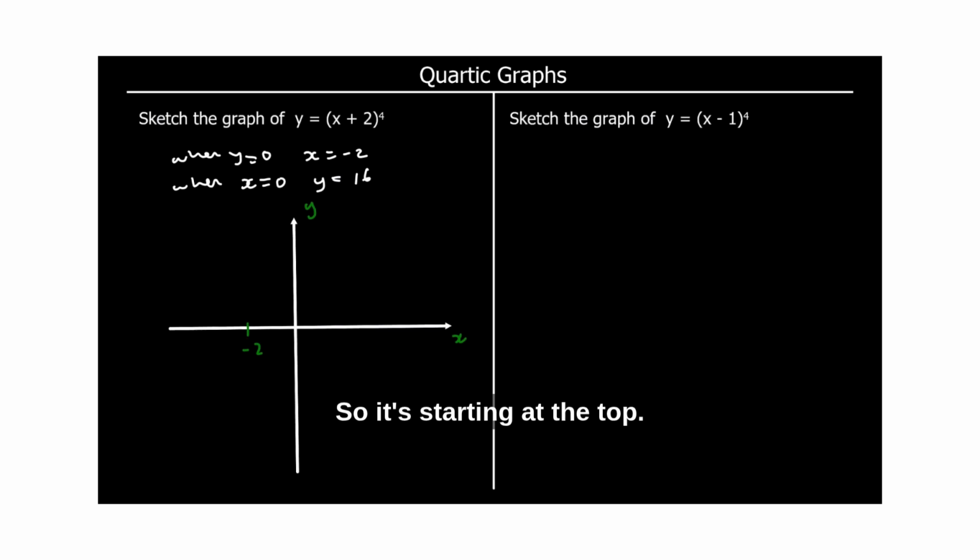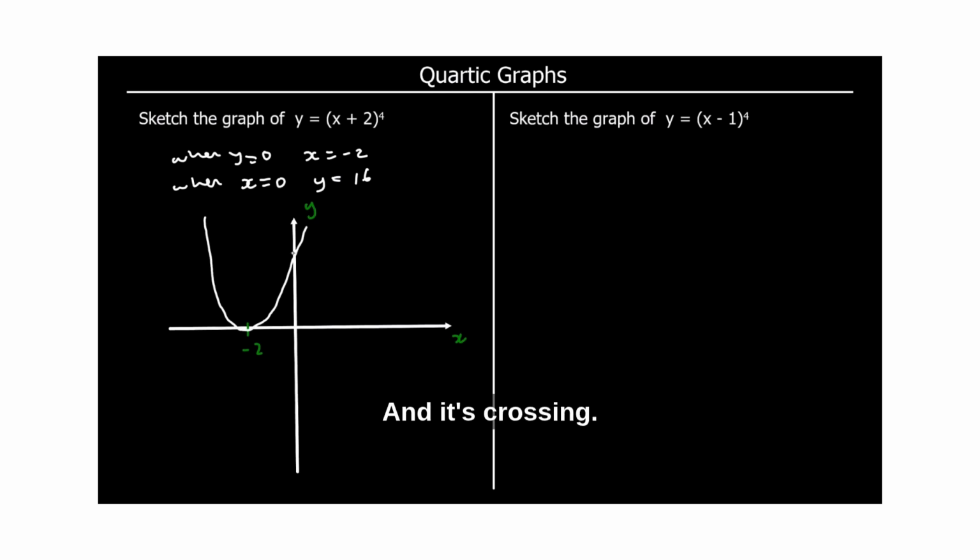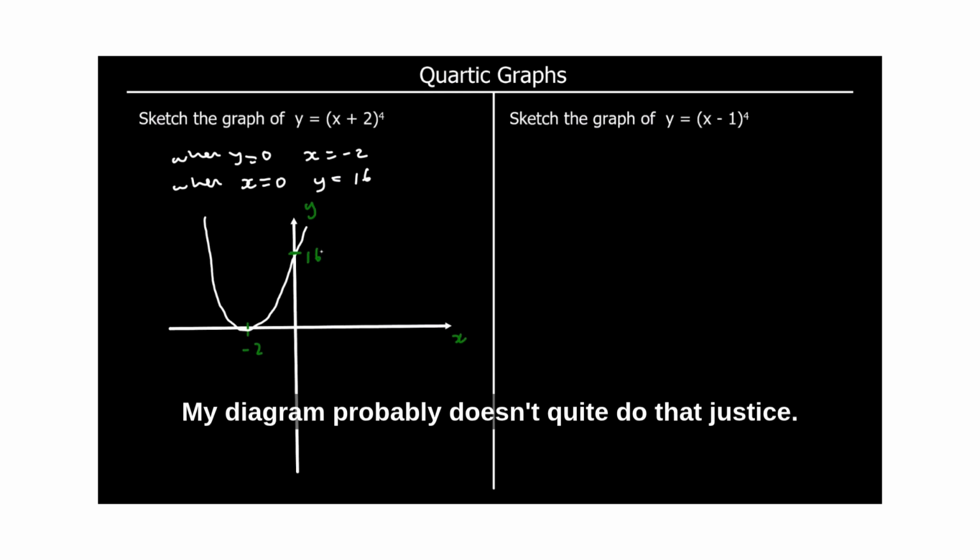So it's starting at the top. It's coming down to -2. But then it's just going to have to keep going up again. And it's crossing the y-axis at 16. So a quartic with one root repeated 4 times is like a quadratic. It should be steeper. My diagram probably doesn't quite do that justice, but it should be steeper than a quadratic.